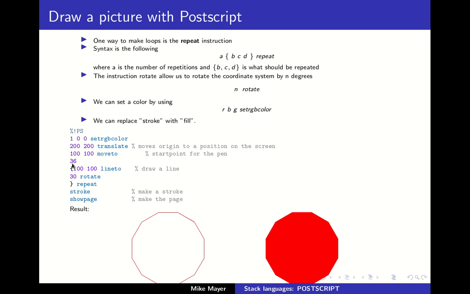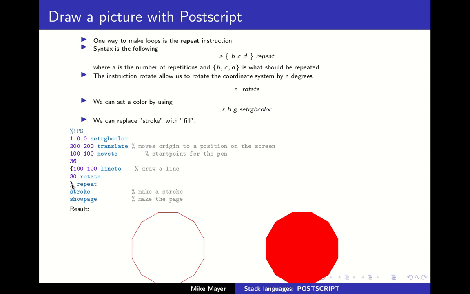The first argument to this, so the loop instruction is itself repeat. It takes 2 arguments. The first argument is how many times this loop should be executed. Here in this case 36 times, which is too many, but nevertheless 36 is okay. Probably it would be enough to have just 10 times here. And then we have here 100 100 lineto, and then we have here 30 rotate. This rotates the coordinate system by 30 degrees every time.